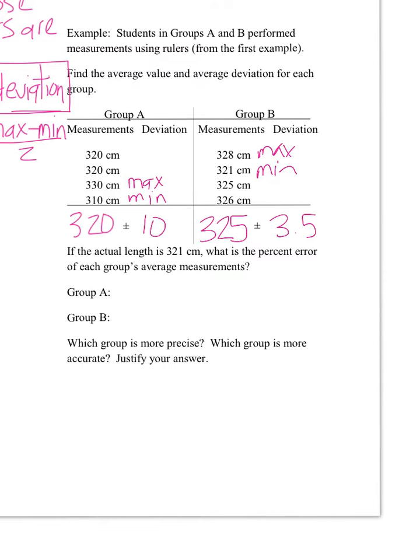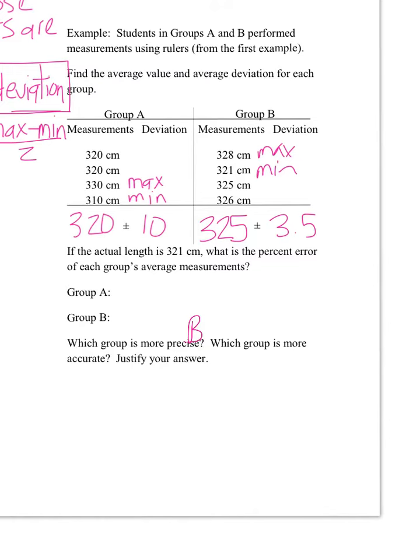So then the question is, who is more precise? So that's down here. Which group is more precise? Well, the precision is based on how close they are to their average. Okay, so actually Group B is more precise. So let's put this here. Group B here is more precise.